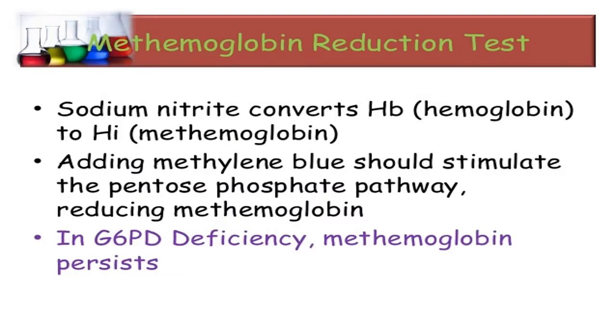Coming on to the first test, methemoglobin reduction test. Principle: nitrite is used to oxidize hemoglobin to methemoglobin. The methylene blue stimulates the hexose monophosphate, that is HMP pathway, which if intact supplies NADPH, which in turn reduces brown methemoglobin to red oxyhemoglobin.